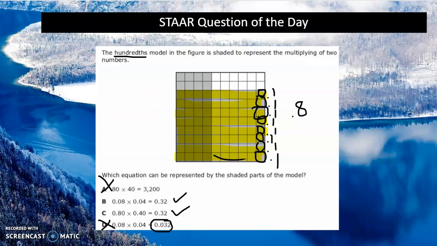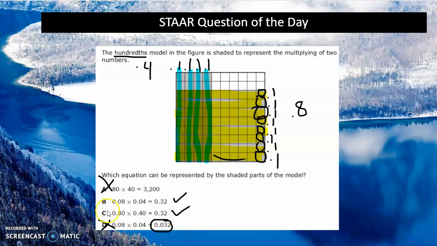And then down, well, it's not 400ths. That would just be 1, 2, 3, 4. It's this entire column. 1, 2, 3, 4. And an entire column is 1/10. So all of this shaded part would be 4/10.